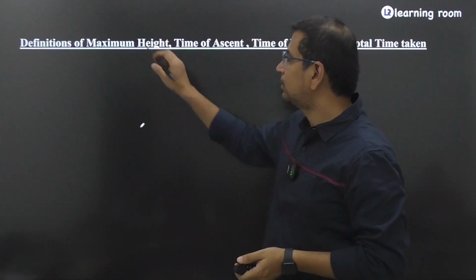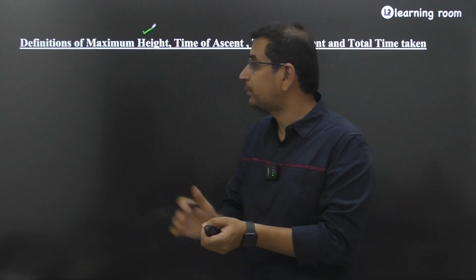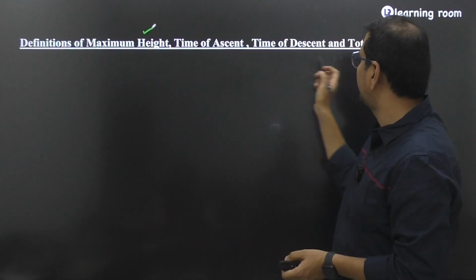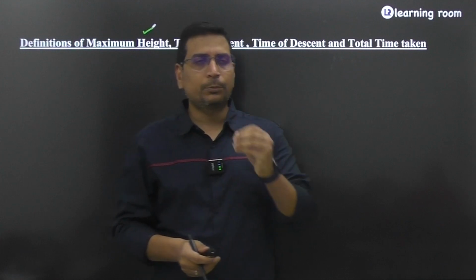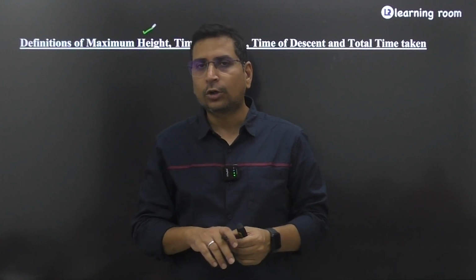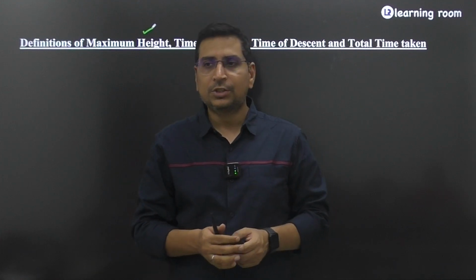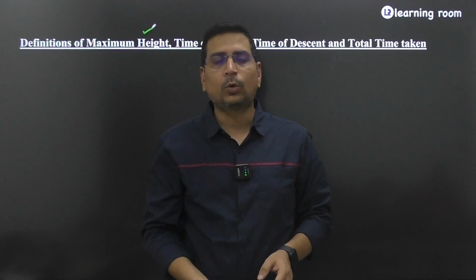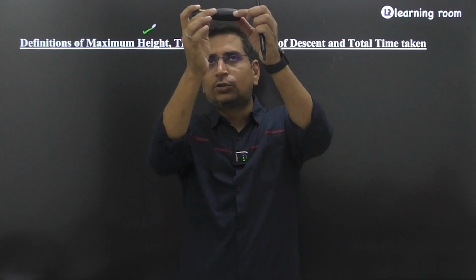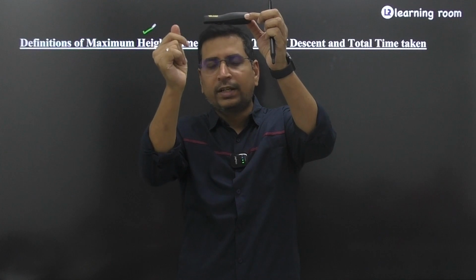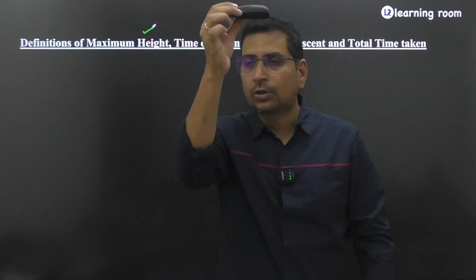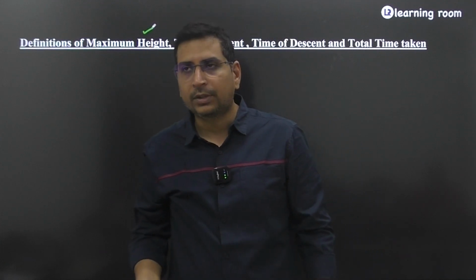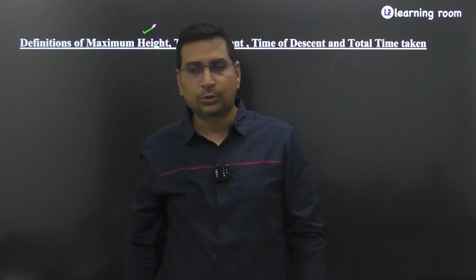So what are the definitions? What are the terms for which we are going to see definition? That is maximum height, time of ascent, time of descent, and total time taken. So the first one, the concept of maximum height comes for an object which is projected vertically upward. Generally, when you project an object upward, what happens? It goes to a certain height, stops at a particular point for an instant, and then comes back in the downward direction. It is not possible that the object is not taking a pause at that particular position. It is not possible for the object to come down. What would have happened? It would have continued to move in the upward direction only.